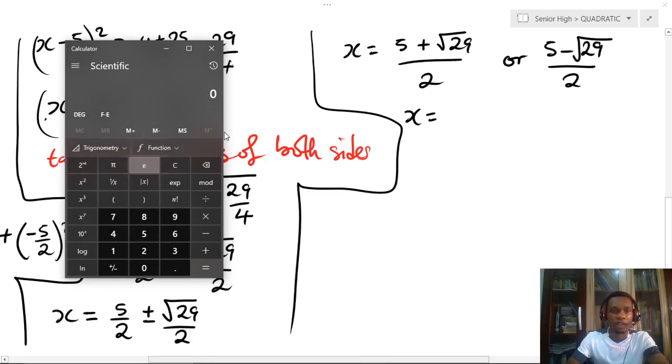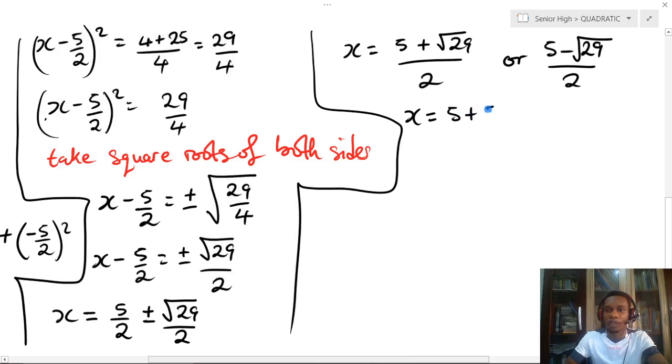So let me clear my calculator. Where's my square root function? Is it hiding from me? Okay, yes, second function, square root of 29. Okay, so let me start again. So that's 29, second function of square root. So I got 5.3851. Let me just take the first two decimal places, 5.39. So that will be 5 plus 5.39 over 2, or 5 minus 5.39 over 2.